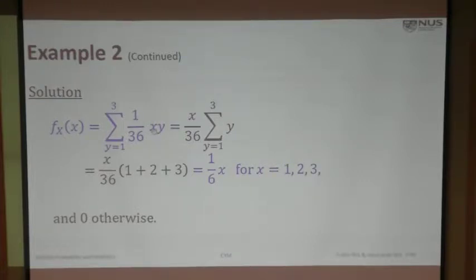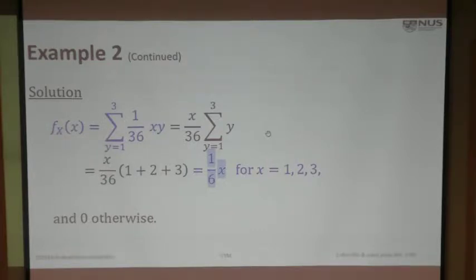Okay, so this summation is not too difficult. We can take out the factor x over 36. These are both constants, so they come outside the sum. And we have the sum over y equals 1 to 3 of y, which is 1 plus 2 plus 3, which is 6. So we get x over 36 times 6. 6 over 36 is 1 over 6. So the marginal PMF for x is x over 6, where x can be 1, 2, or 3. We fix x, and x has to lie in that set, otherwise we get 0.